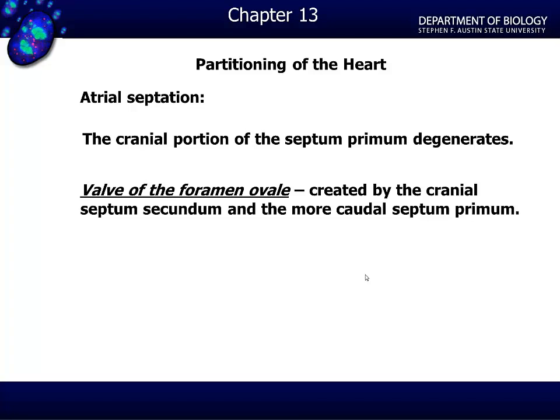And as we saw in the illustration, that's going to create a unidirectional valve. Now, we'll talk about after delivery how we change pressures once we tie off the umbilical cord, once we start having a pulmonary flow. Then the pressure is going to be greater on the left side, and that's actually going to push against this valve of the foramen ovale, and that's going to close off that foramen, and blood will not be able to move from left to right after birth, and will actually fuse.